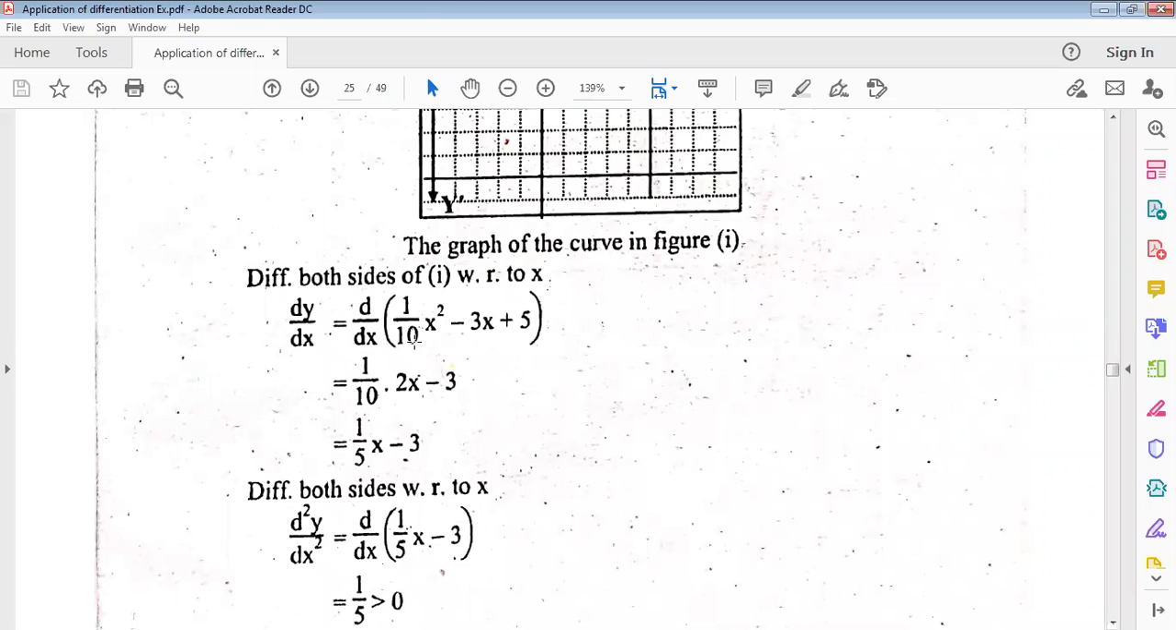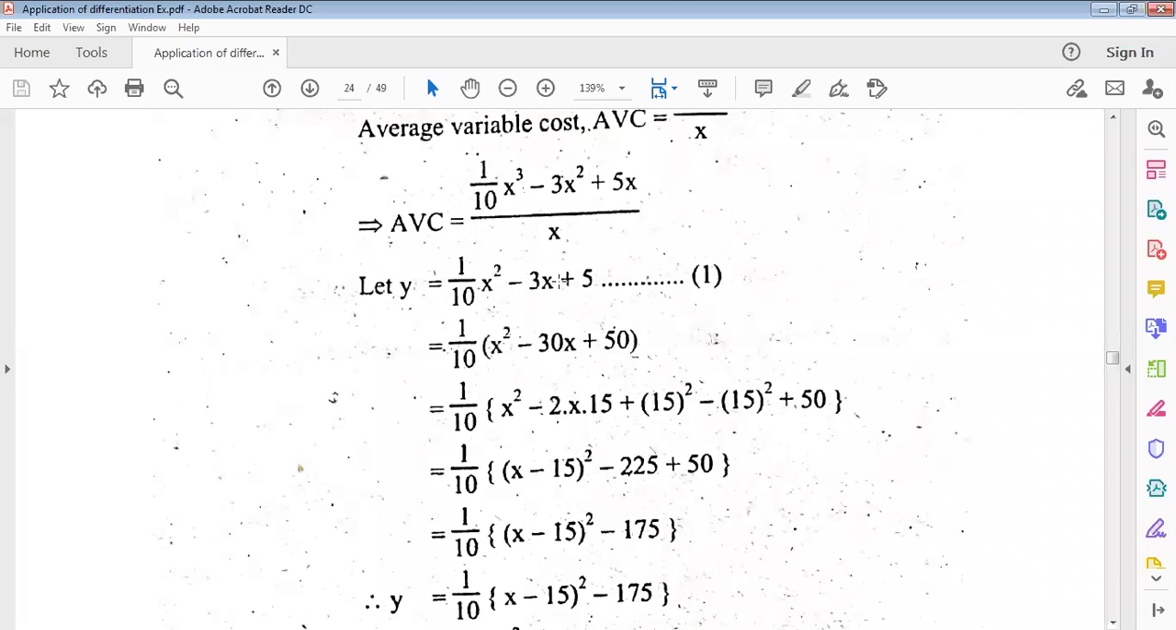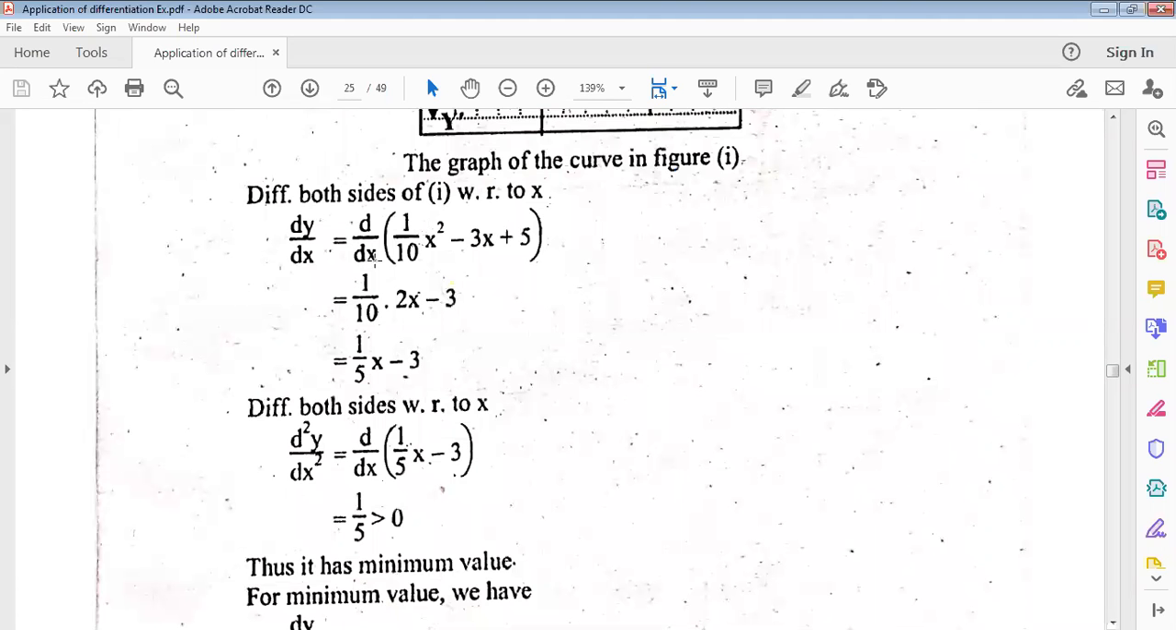Now differentiating equation 1. Equation 1 gives us the average variable cost, y equals this equation. We have to minimize the average variable cost. Now taking d/dx on both sides of equation 1, dy/dx equals d/dx of this. Differentiation of x squared is twice x. Differentiation of x is 1, so 3 into 1. And differentiation of the constant 5 is 0. Now we get this.